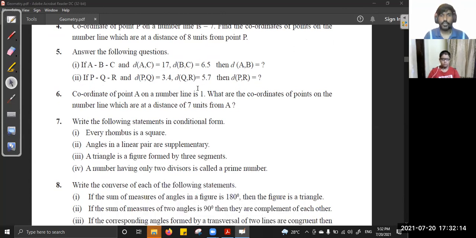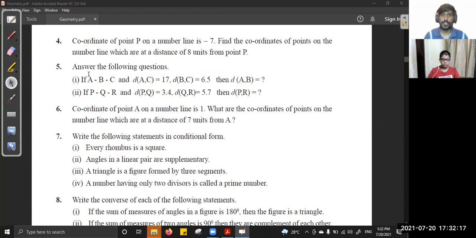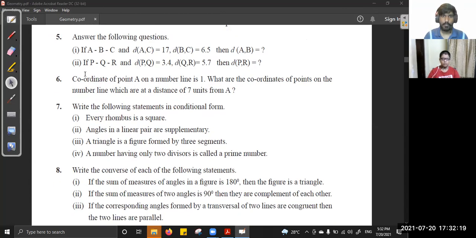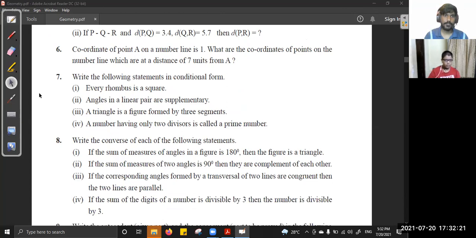Okay, sixth one, I want you to do it for homework. It is the same as the fourth one. We will discuss the seventh one. Which one? Sixth one, sixth.